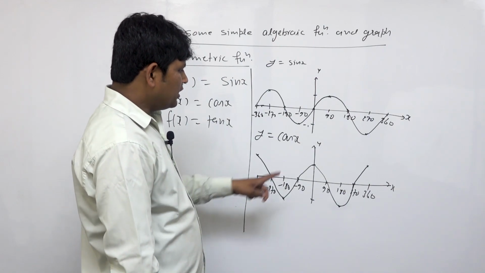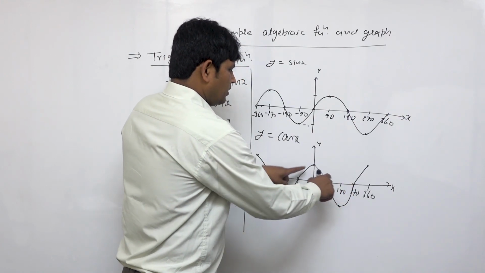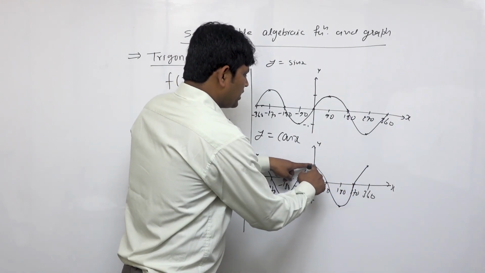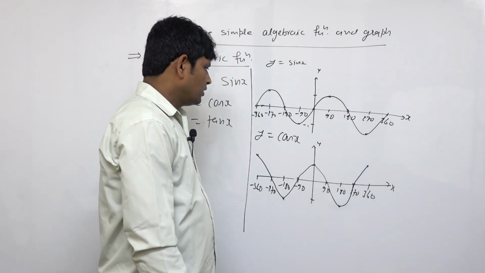So we can see that it is periodic in 360. You can start from here and reach here. It starts from 1 and again ends with 1. So it is periodic in 360.